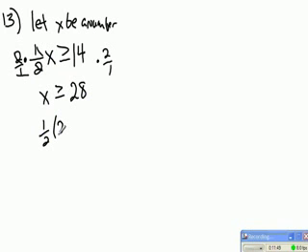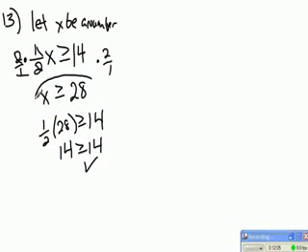So 1/2, replace x with 28, greater than or equal to 14. And you should know multiplying by a half is the same as dividing by 2. If you don't, 28 times 1 divided by 2 is 14. Greater than or equal to 14. That's true because they're equal. So my answer works. Last one on this page is number 15.